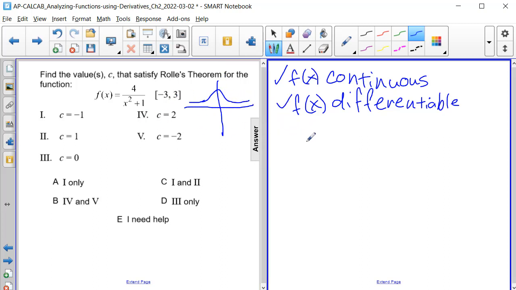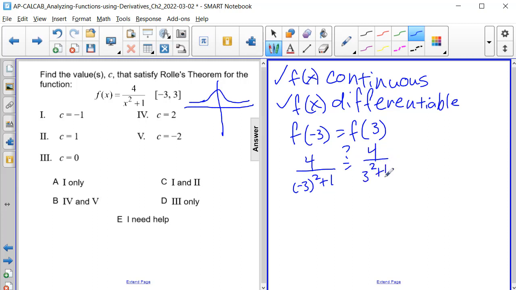And now the last condition that has to be met is, is the function when evaluated at -3 equal to the function evaluated at 3? Or are these endpoints going to produce the same value? Well, let's substitute them in. So we'll have 4 over -3 squared plus 1. Is that going to equal 4 over 3 squared plus 1?